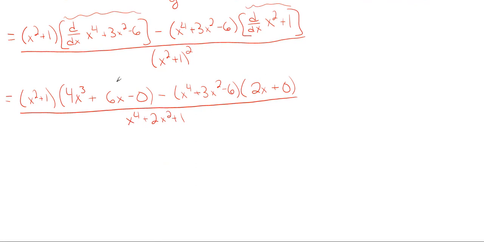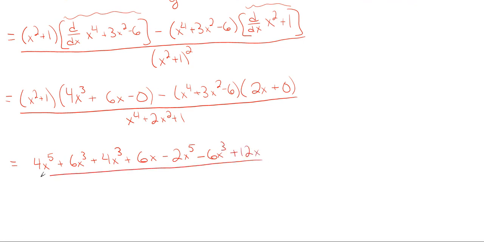Technically you could leave it like this if you wanted to, but it's a lot better to simplify it down. So my entire numerator becomes 4x to the fifth plus 6x cubed, because all this is algebra now at this point, plus 4x cubed plus 6x, minus off 2x to the fifth, minus off 6x cubed plus 12x. And once again, all that divided by x to the power of 4 plus 2x squared plus 1.